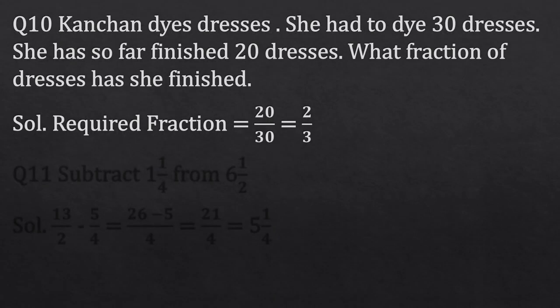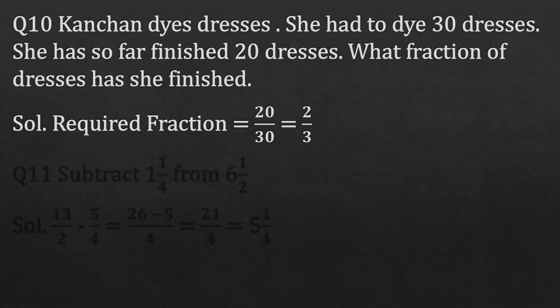Question number 10th was Kanchan dye dresses. She had to dye 30 dresses. She has so far finished 20 dresses. What fraction of dresses has she finished? Required fraction is 20 upon 30.